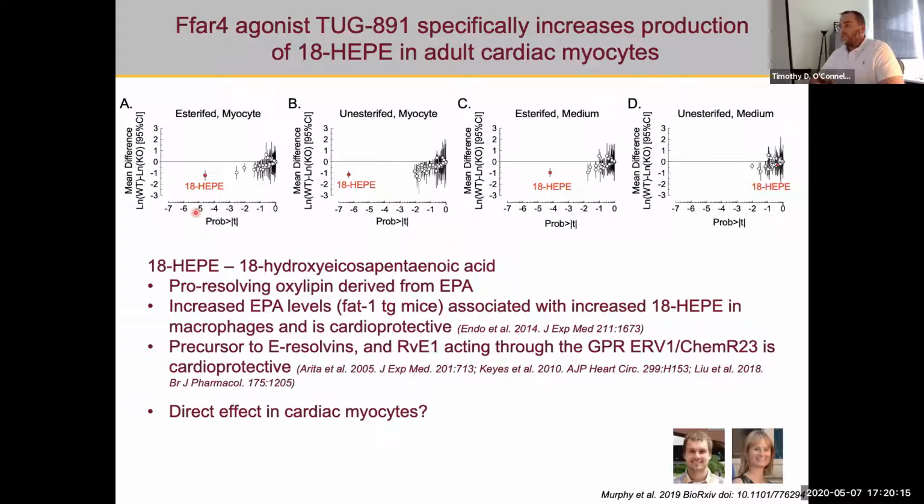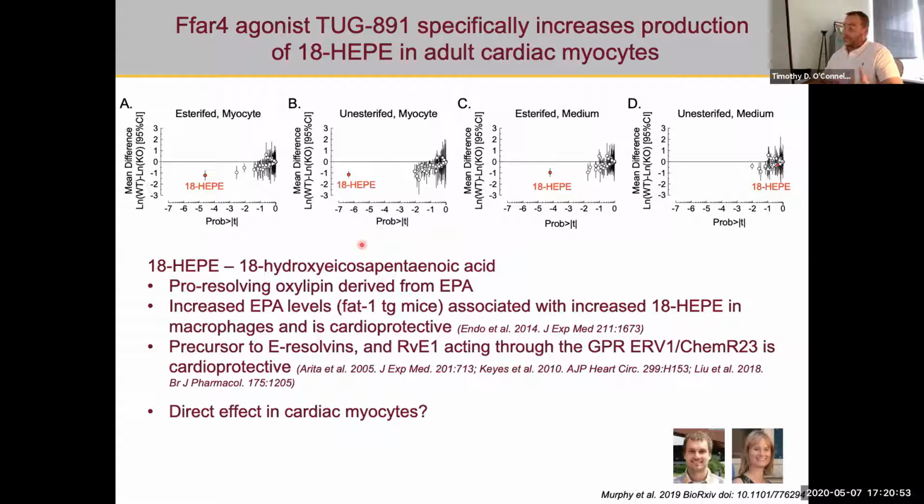The first thing we did was culture adult mouse cardiac myocytes, both wild type and knockout. We then treated them with the FFAR4 agonist TUG-891, and after an hour, we collected the cells and the tissue culture medium, and we measured oxylipin production as a surrogate for CPLA2 activity using mass spectrometry. And we considered the four fates: either reesterified in the myocyte membrane, left free in the myocyte, esterified and exported from the cell, or unesterified and secreted as a free oxylipin in the medium, which again, really didn't happen with any frequency.